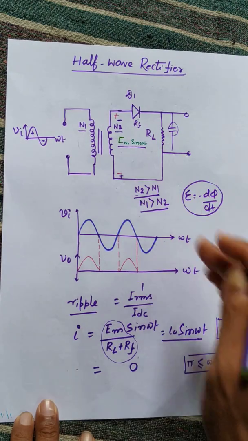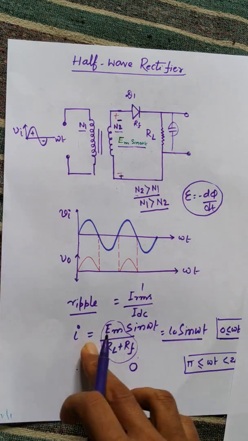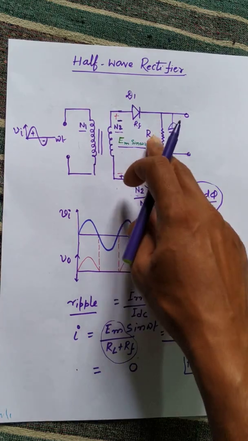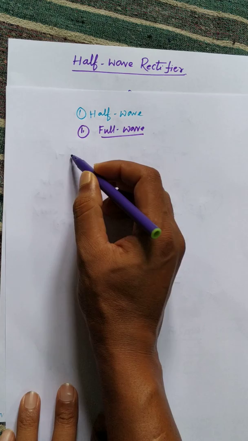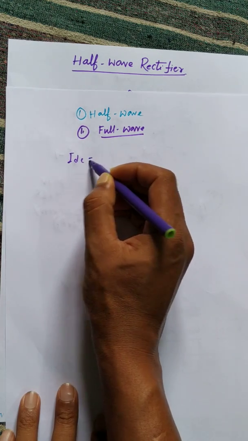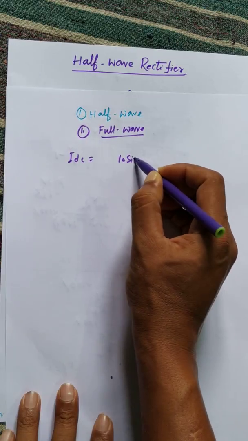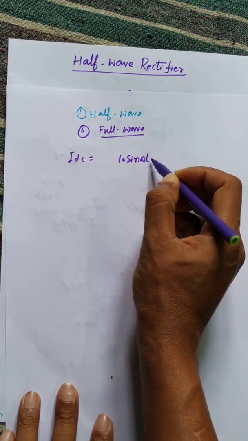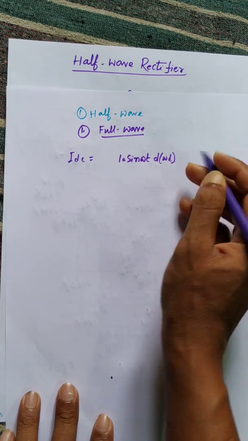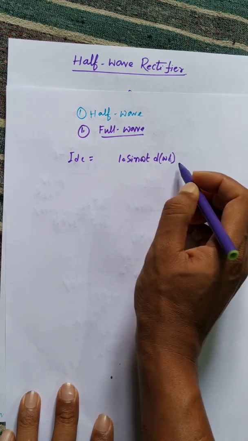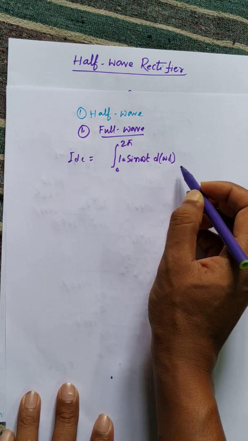Now I want to calculate the average value of the load current. This current also flows through the load resistance. So the average value of the load current, I DC, is equal to: I0 sin omega t represents the instantaneous value. So the current in the d omega t phase angle is this current, and the total current in the 0 to 2 pi phase angle is the total current.